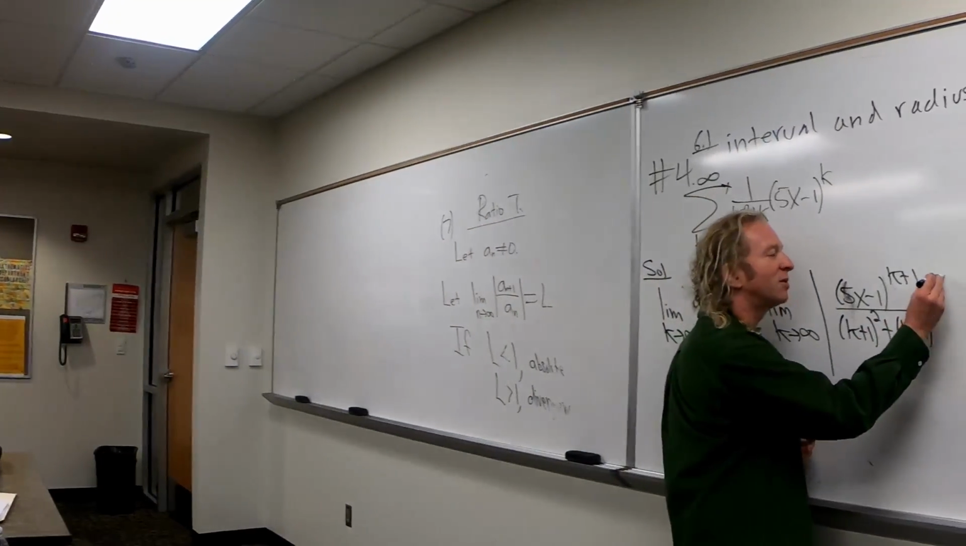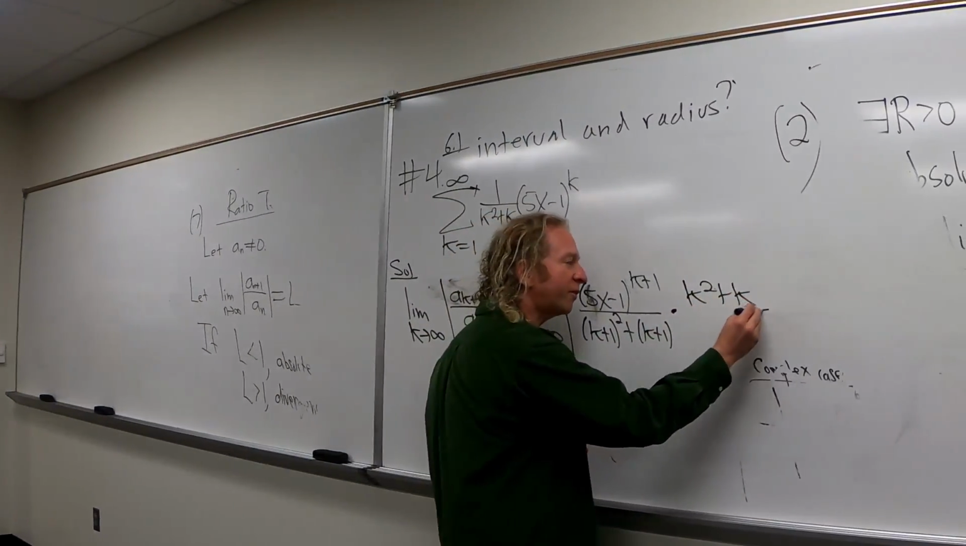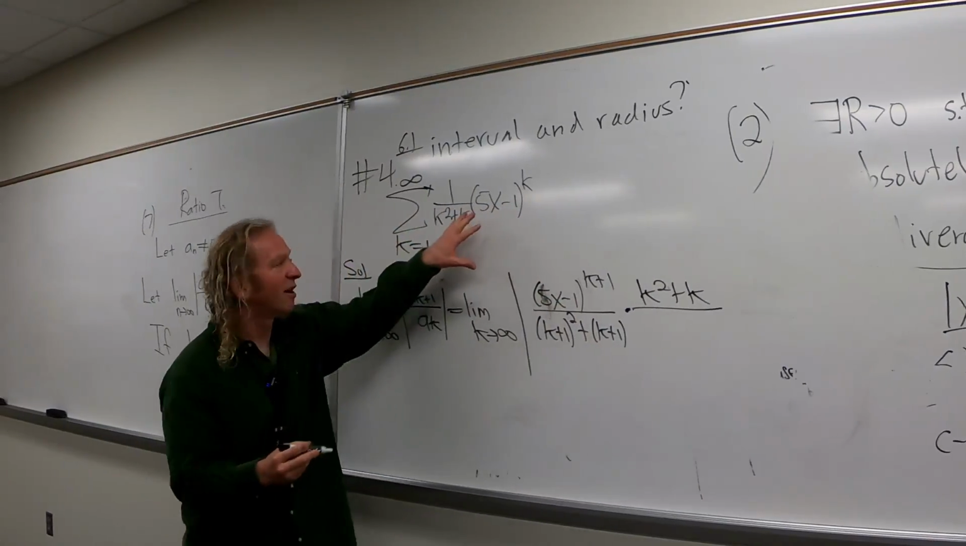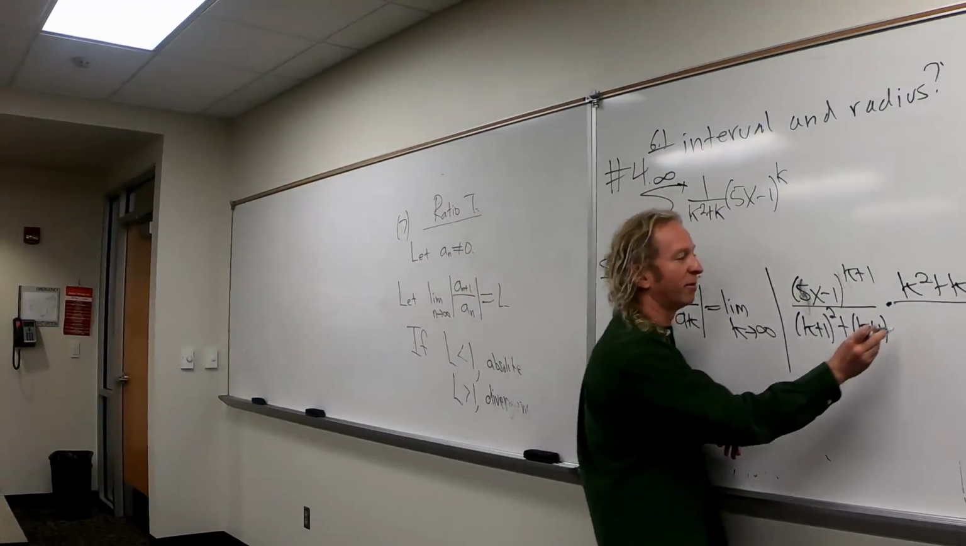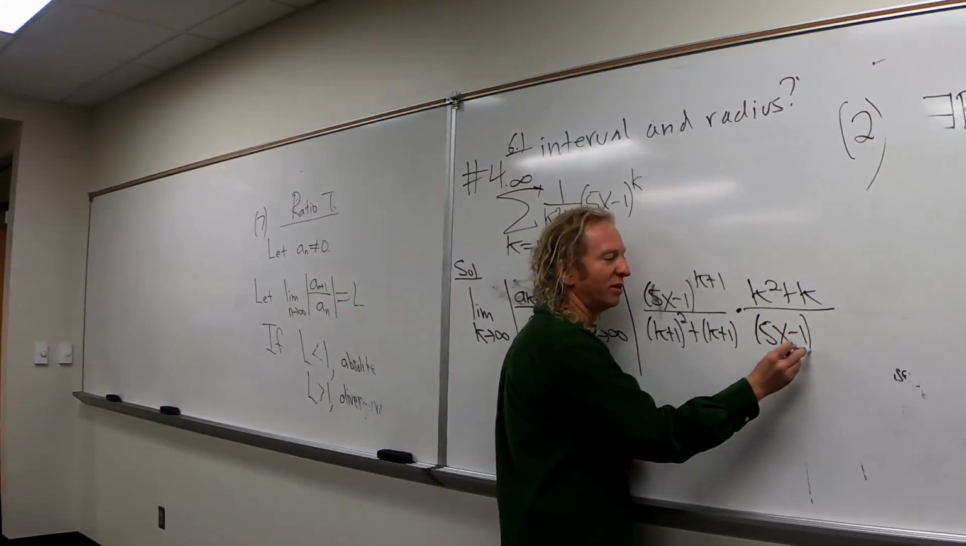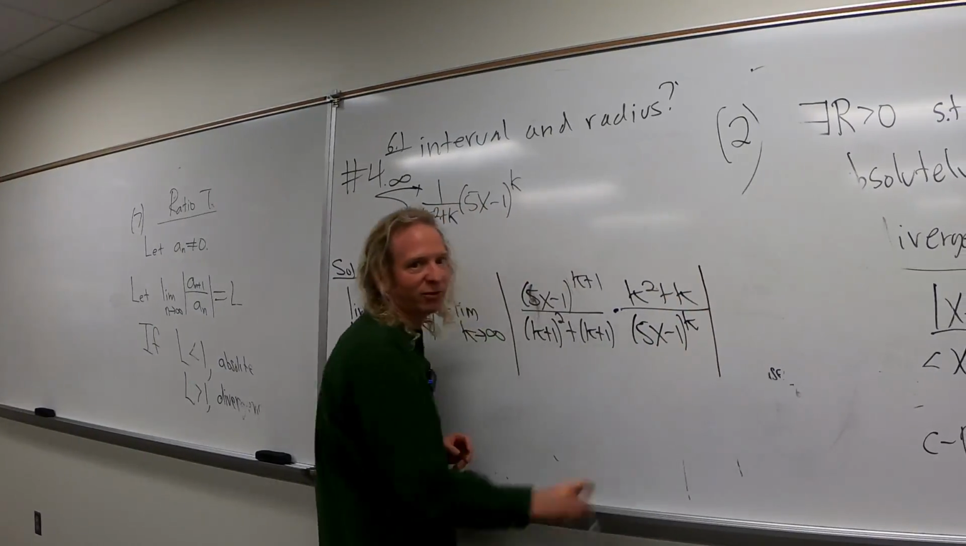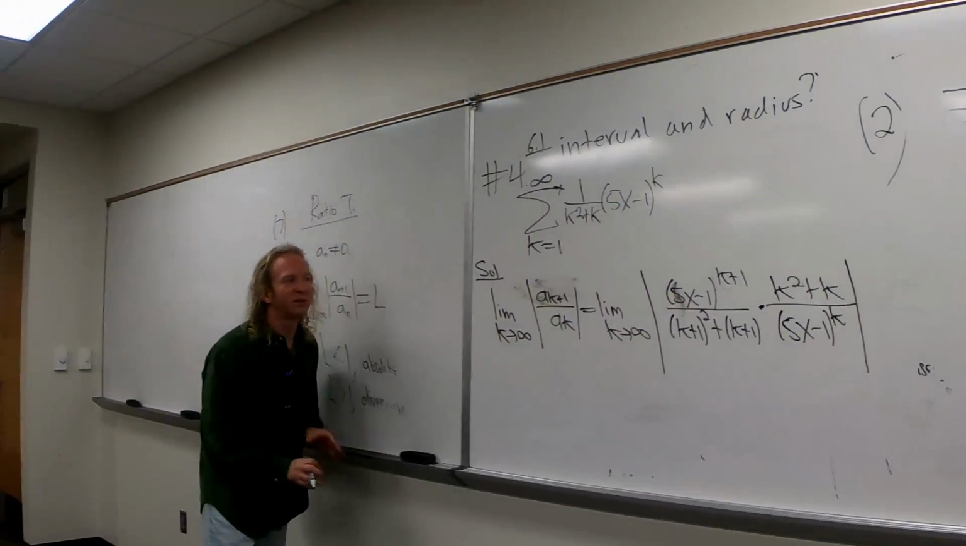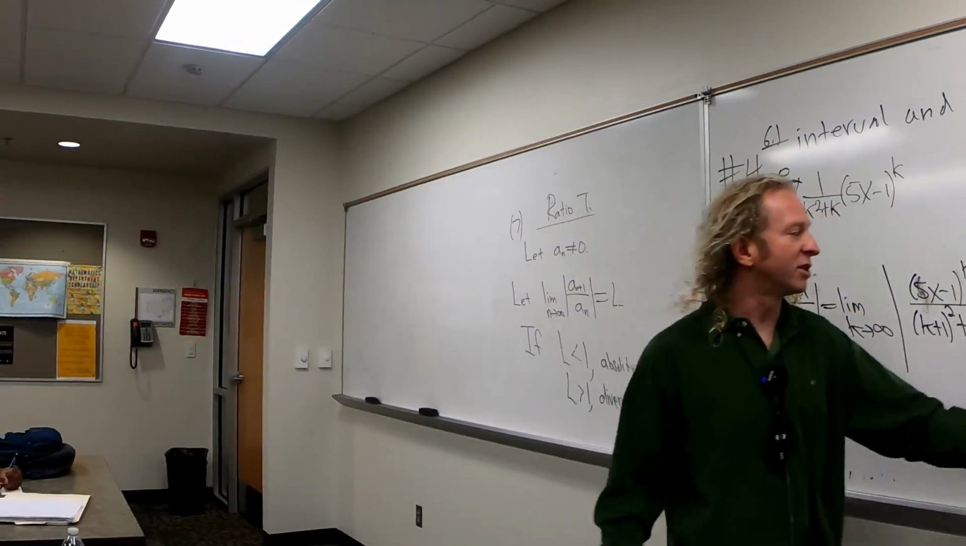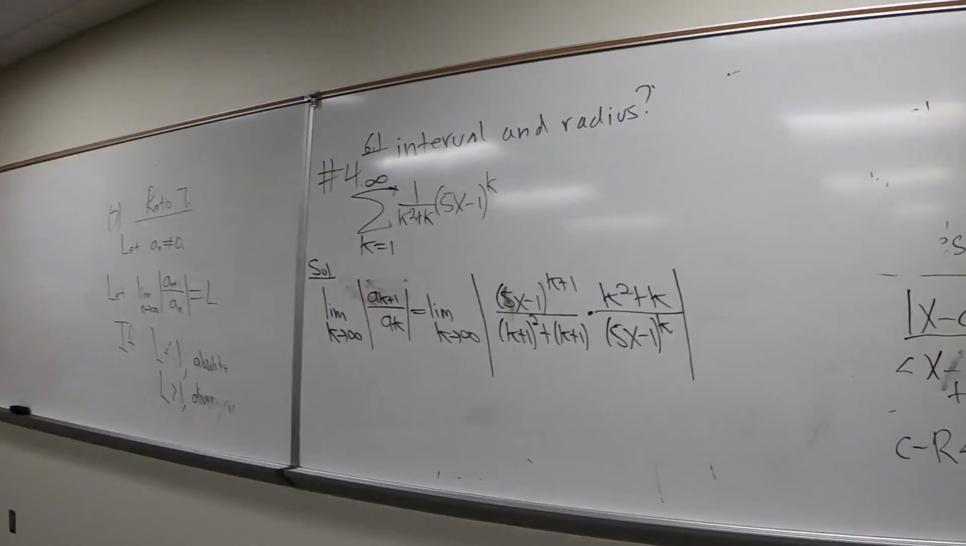So it'll be times k squared plus k over, and then you have 5x minus 1 to the k on the bottom. So 5x minus 1 to the k. And then you still have the absolute value. So let me pause here because it's tough when you're first learning this, right? This is a tricky step.